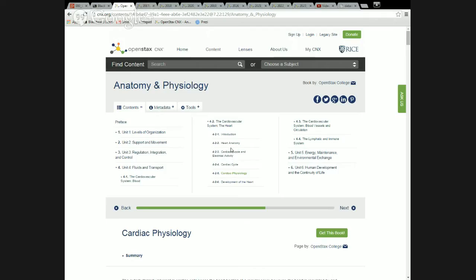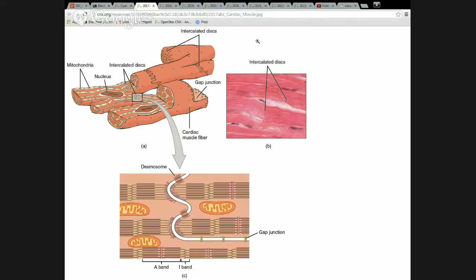We're going to go on to look at cardiac muscle and electrical activity. And I've gone ahead and opened up all the pictures I want to work from. First off, this is a picture of the structure of cardiac muscle tissue.